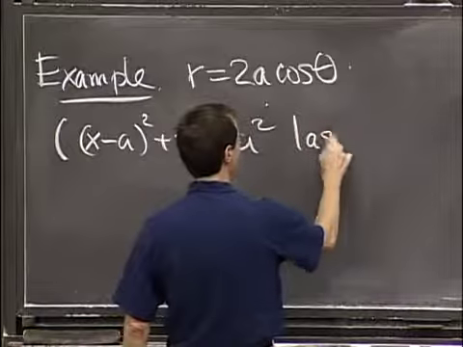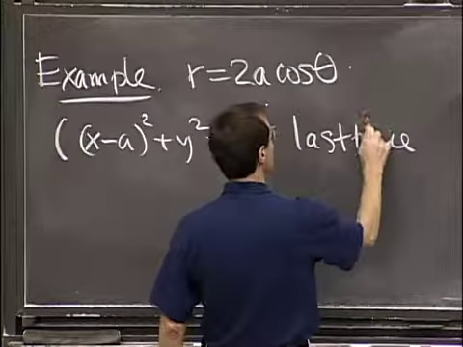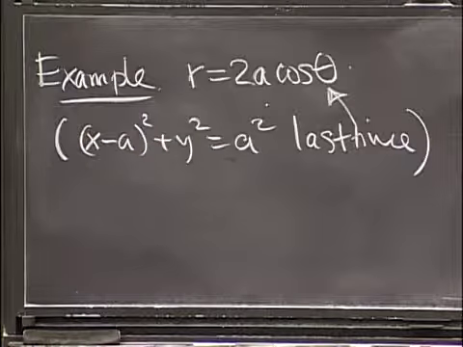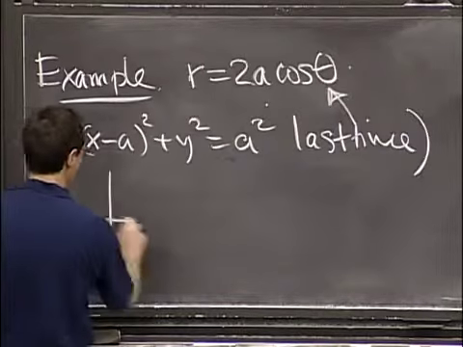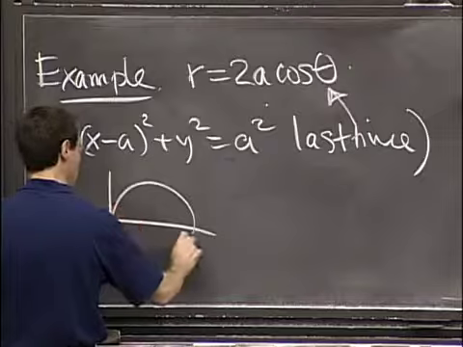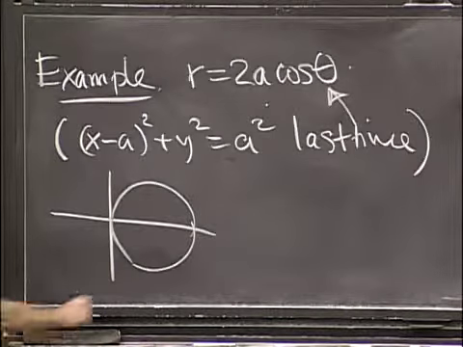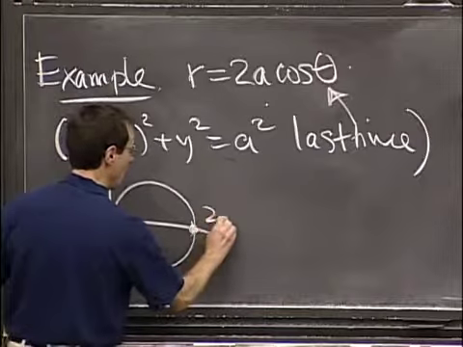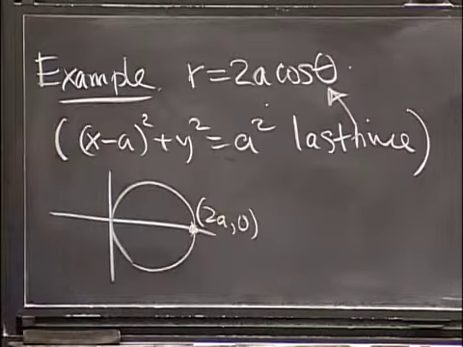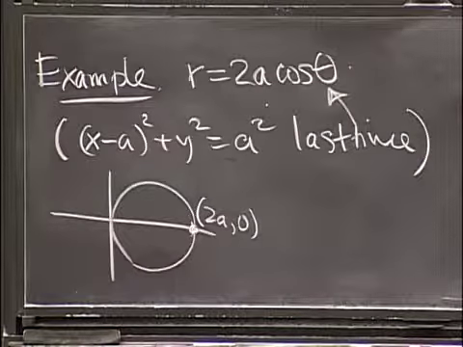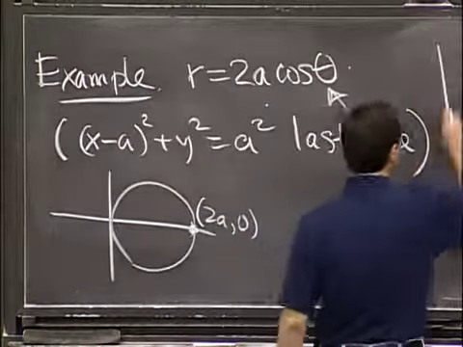So this is what we did last time. We connected this rectangular representation to that polar representation. And the picture is of a circle, where this is the point (2a, 0). All right, so let's figure out what the area is.